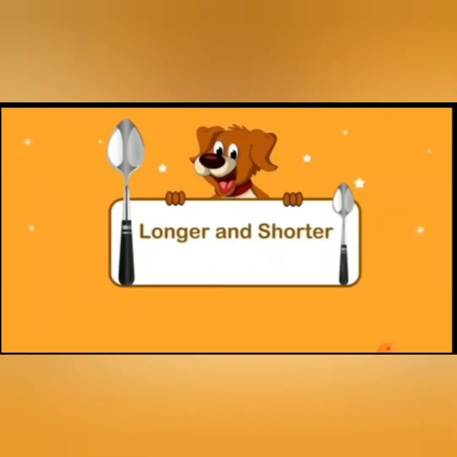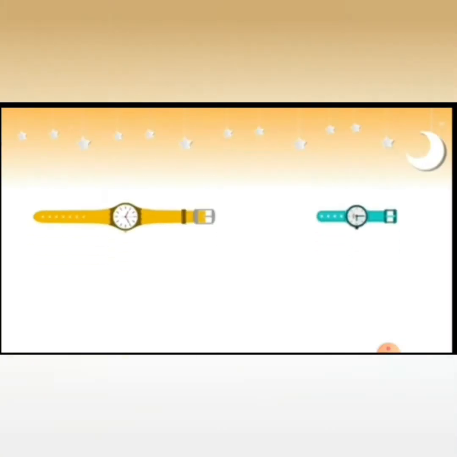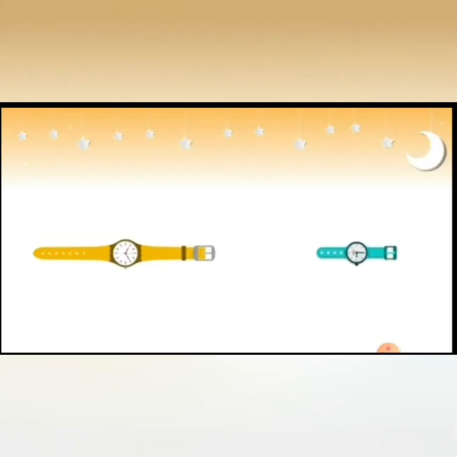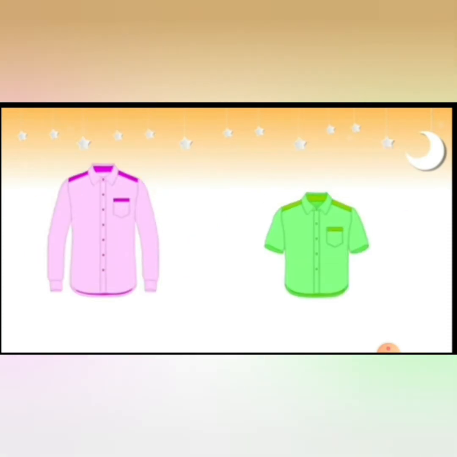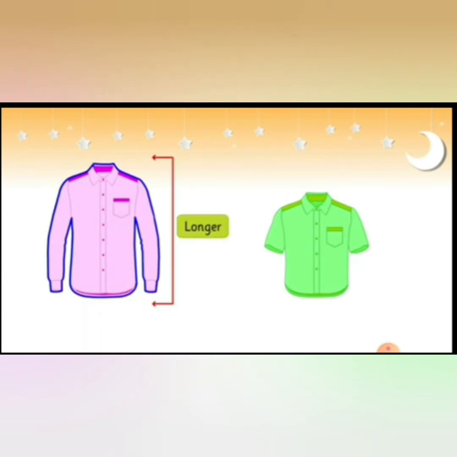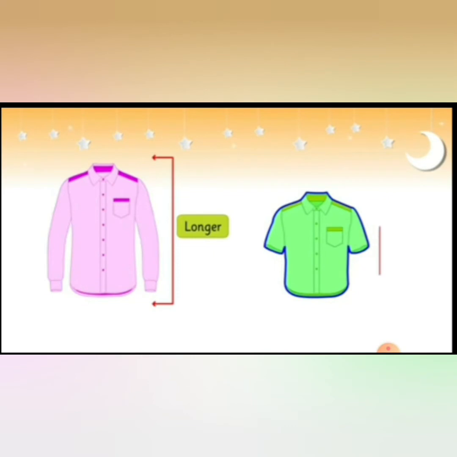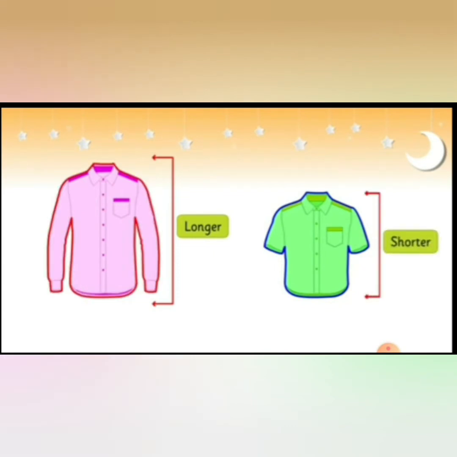Longer and shorter. Now we shall compare two objects on the basis of their length. When we have two objects of unequal length, one object is longer and the other is shorter. For example, here the pink shirt is longer than the green shirt. The green shirt is shorter than the pink shirt.